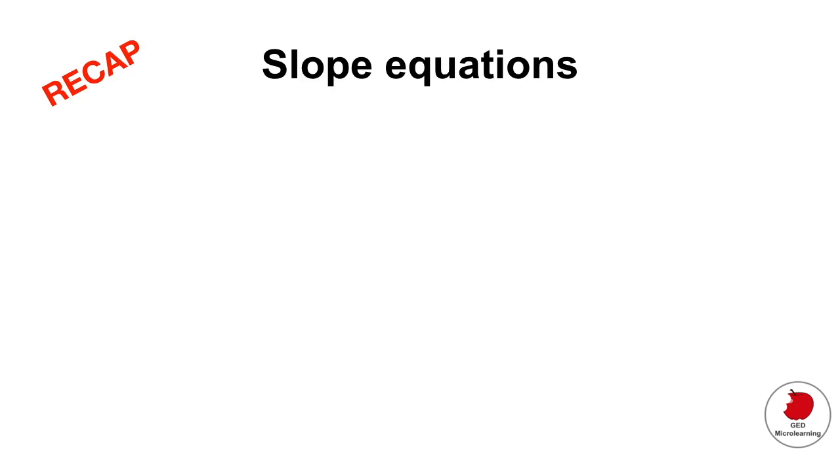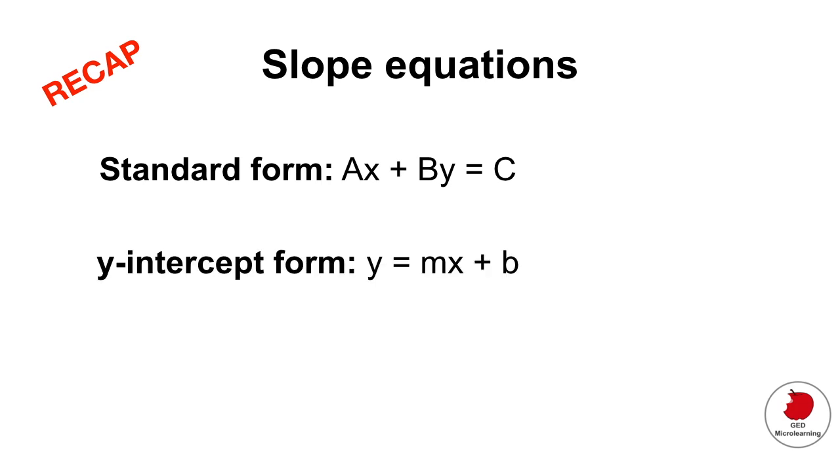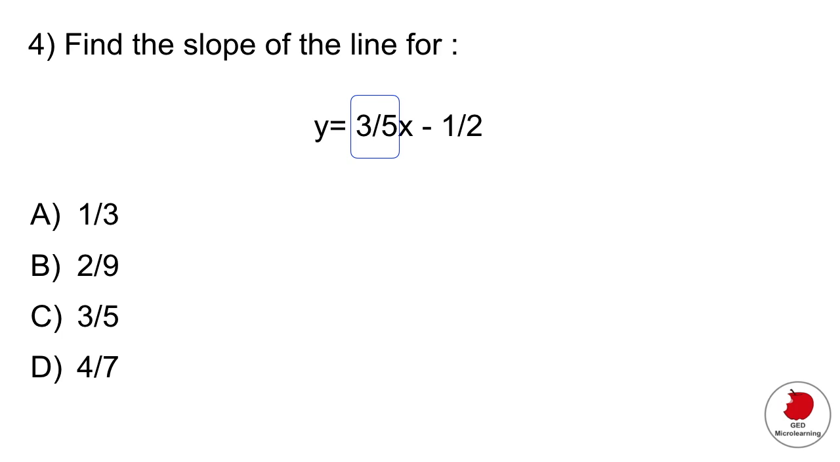When we look at slope equations, usually they give them to you in 2 forms. The first one would be the standard form, where you have an equation that looks like this: ax plus by is equal to c, or more commonly perhaps the y-intercept form, y is equal to mx plus b. So let's remind ourselves that the m in the equation is the slope, and the b is the y-intercept. The slope is that number, or that coefficient, in front of the x value, and the b is the y-intercept.